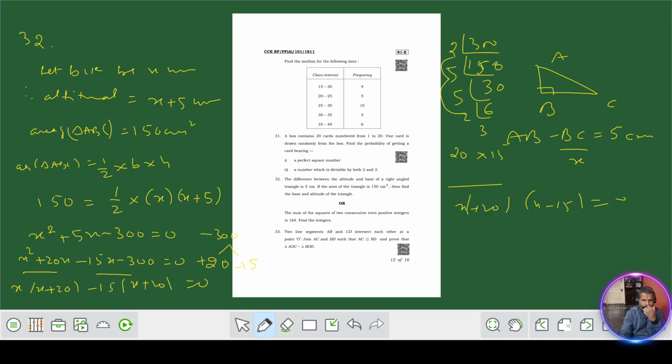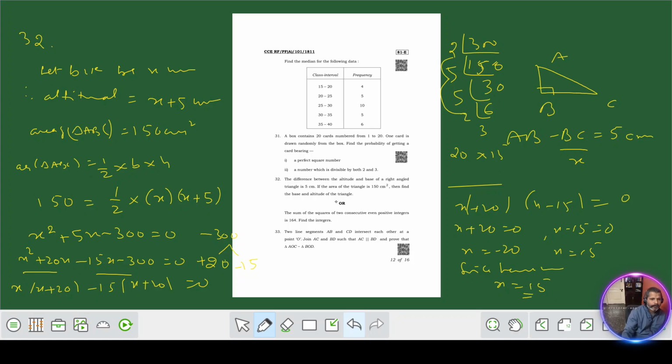Equate to 0, we get x plus 20 equal to 0, x equal to minus 20, x minus 15 equal to 0, x equal to 15. Since lengths cannot be negative, therefore x equal to 15 is the value.